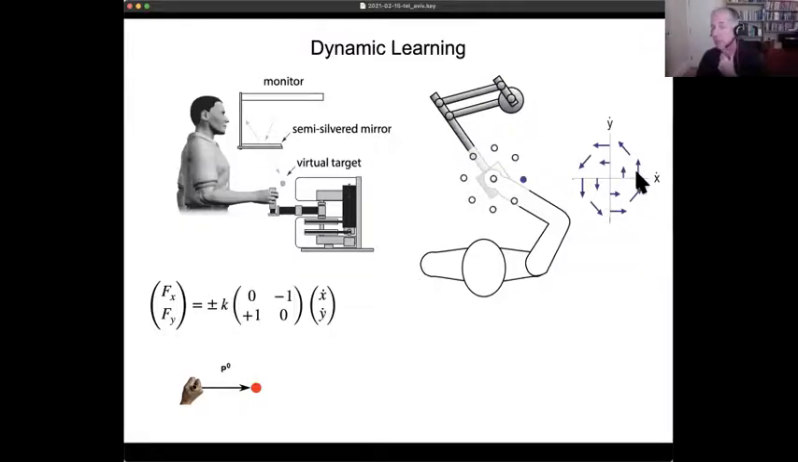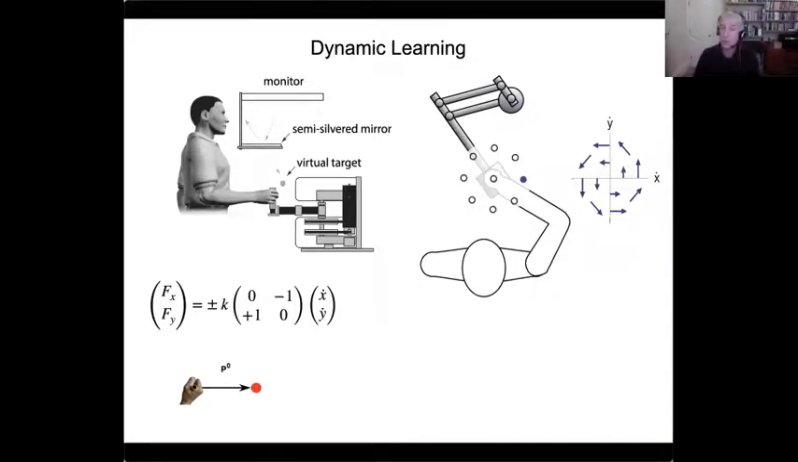And the force direction is always at right angles to your direction of movement. So if you move to the right, the robot's going to push you up. If you move up, it's going to push you to the left. So we call this a velocity-dependent or viscous curl field. It's an unusual field and one you won't have experienced outside the lab. So it's a nice one to use because we can then look at how you learn this force field.